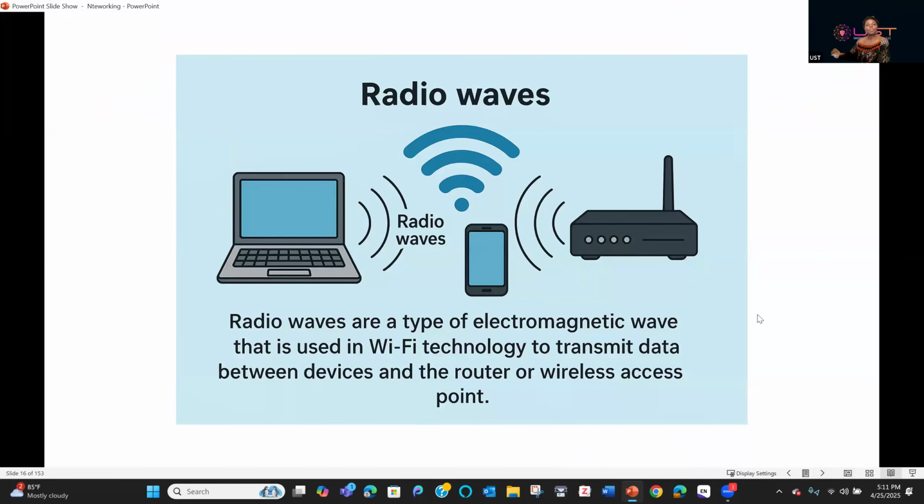Let's look at the radio waves. Radio waves are a type of electromagnetic wave that is used in Wi-Fi technology to transmit data between devices and a router or wireless access point. So it's used to transmit data between devices, but this happens wirelessly. All the assets are connected to that access point, and of course communication still has to happen, right? And that's why we said this occurs in the form of radio waves.